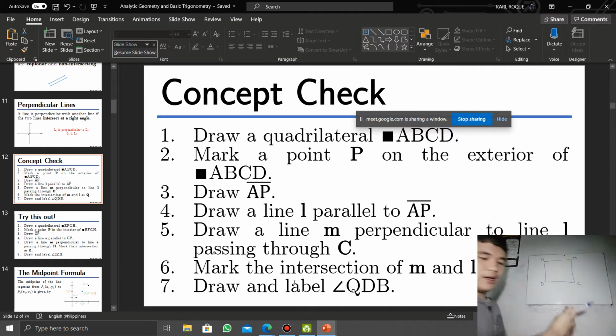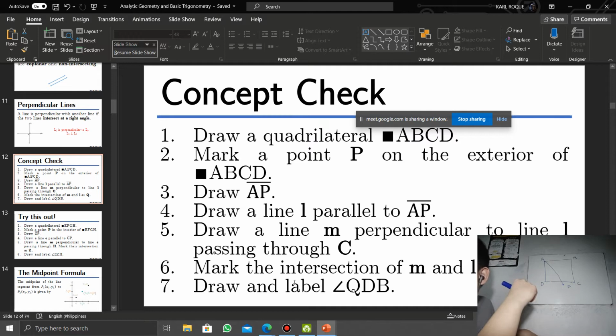Mark a point P on the exterior of quadrilateral ABCD. So, if it's on the exterior, I'll draw it here. Like that. Next, draw segment AP. Segment, take note. I'll mark the point here. That's it. I don't have to put two arrows, right?